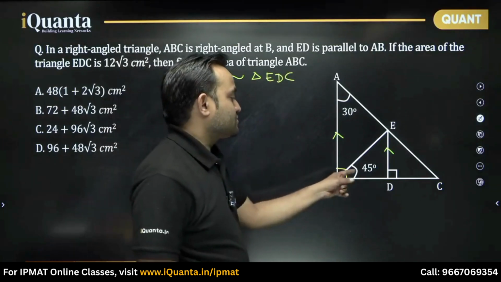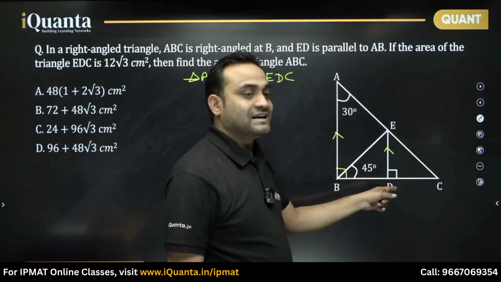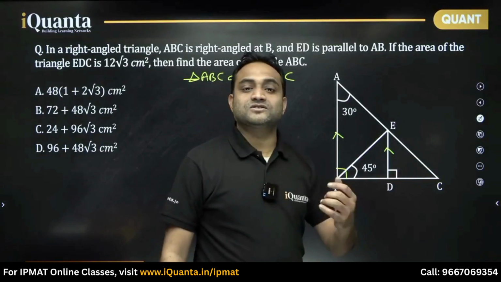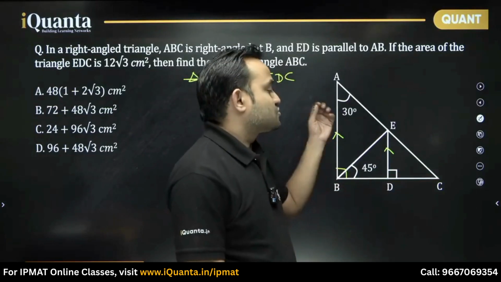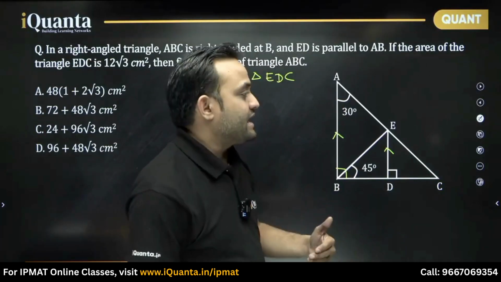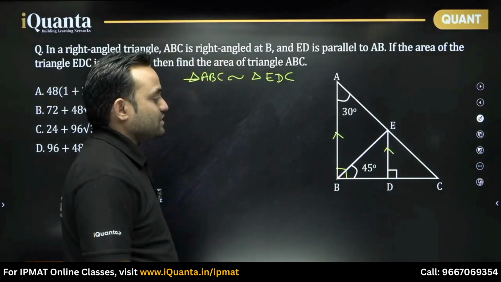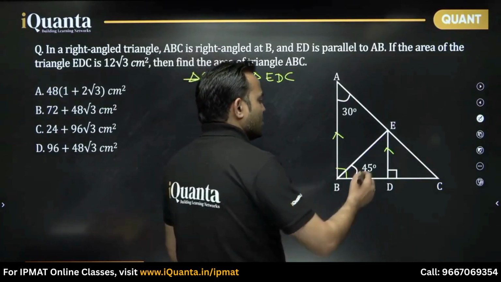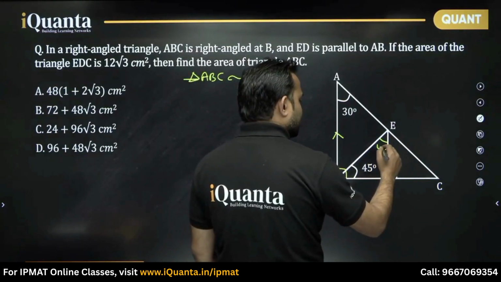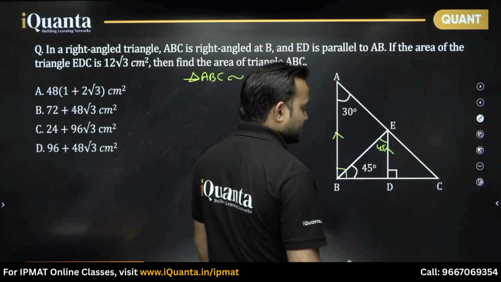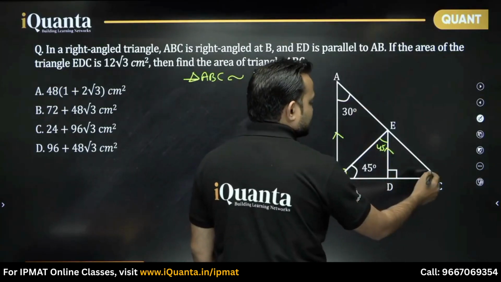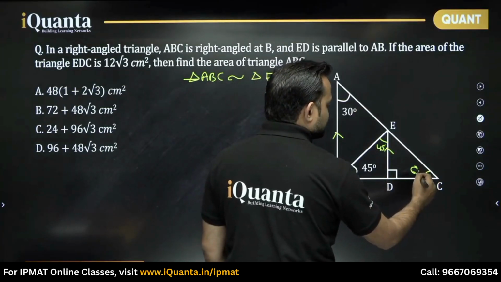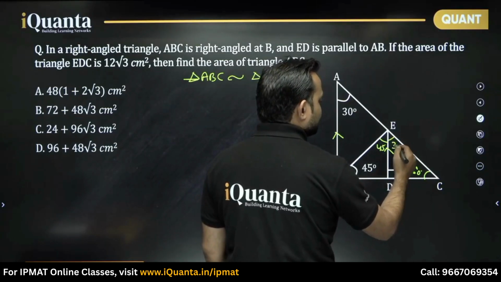Why? Because in both triangles, angle B is 90 degrees, angle D is 90 degrees, and angle C is common. So by the AA rule, both of these triangles are similar. Now let's see, if this is 45 degrees, can we say this will also be 45 degrees? And if this angle is 30 degrees, angle C will be 60 degrees, and this angle will be 30 degrees.